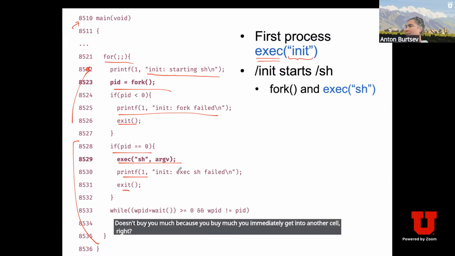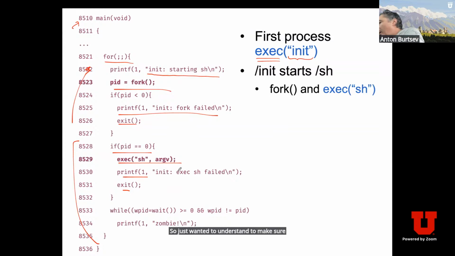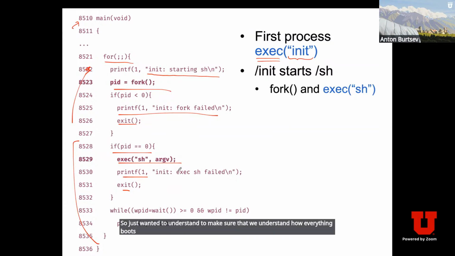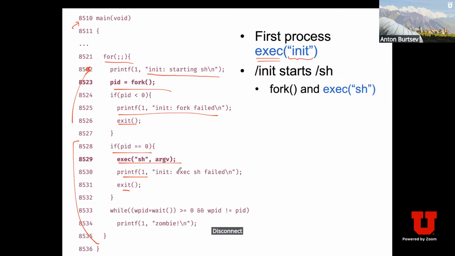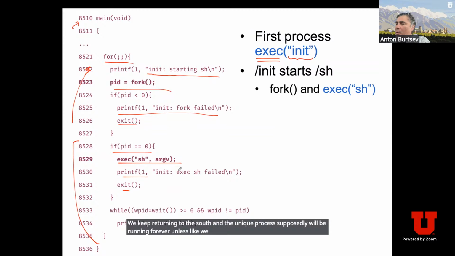So I just wanted to make sure that we understand how everything boots, right? Just connect my Wacom tablet here. Essentially, we keep returning to the shell, and the init process supposedly will be running forever, unless we run out of memory and exec or fork fail, right? Which can happen, but never happens in practice, in our case at least.